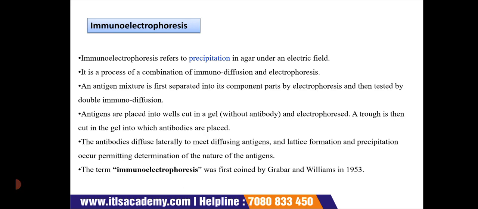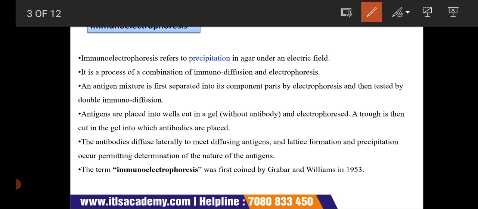So it is very simple. Immunoelectrophoresis is a process that combines immunodiffusion and electrophoresis, as the name suggests. An antigen mixture is first separated into component parts by electrophoresis, then they are tested by double immunodiffusion.